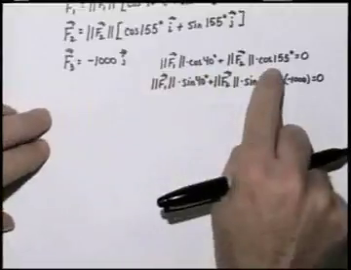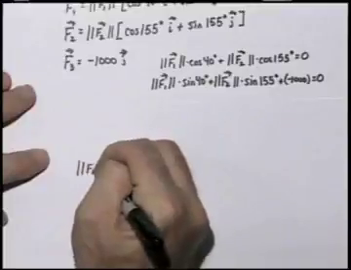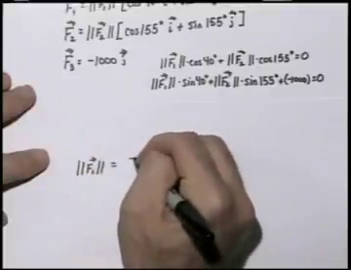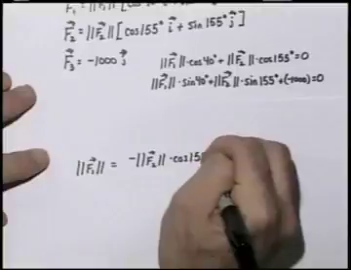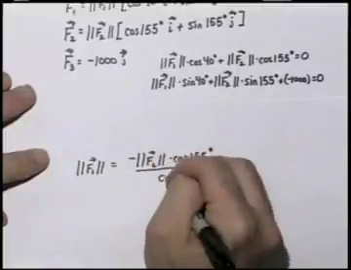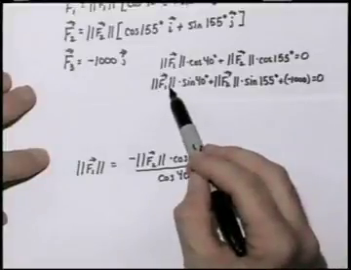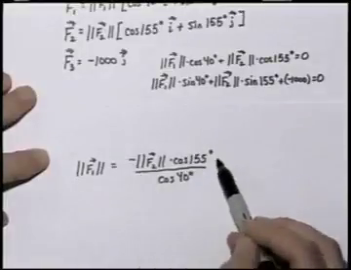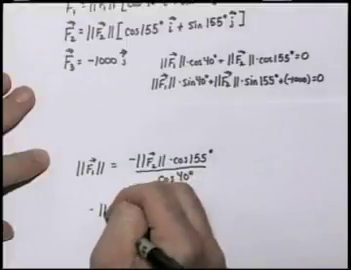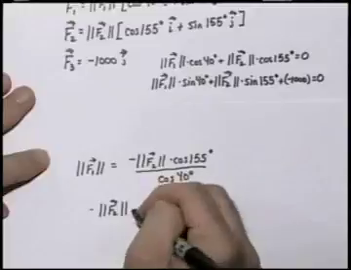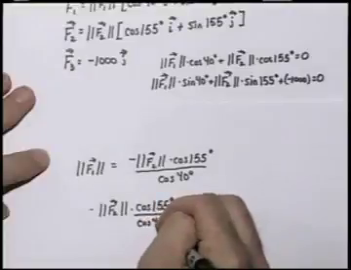I'm going to take this first equation and solve it for F1. So the magnitude of F1 would equal the negative magnitude of F2 times the cosine of 155 degrees divided by the cosine of 40 degrees. Now, wherever I see a magnitude of F1 in the second equation, I can put this expression in its place. What I get is negative magnitude of F2 times cosine of 155 degrees divided by cosine of 40 degrees.